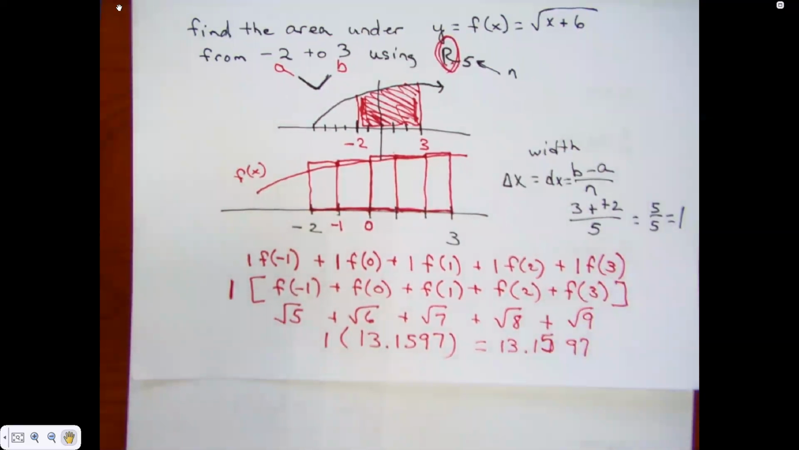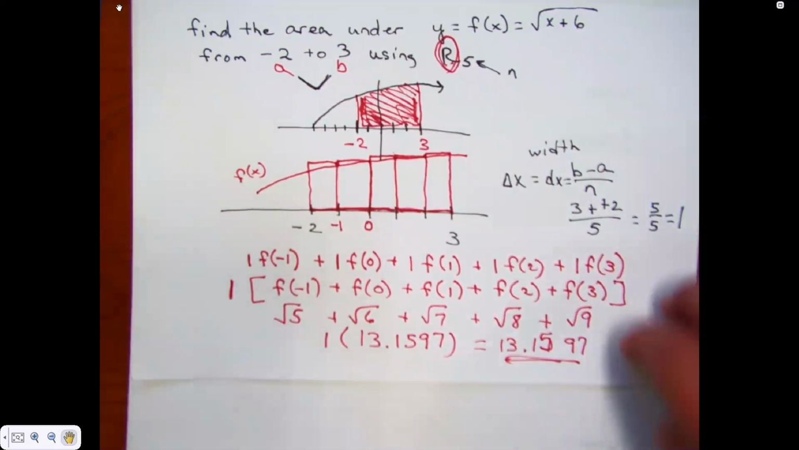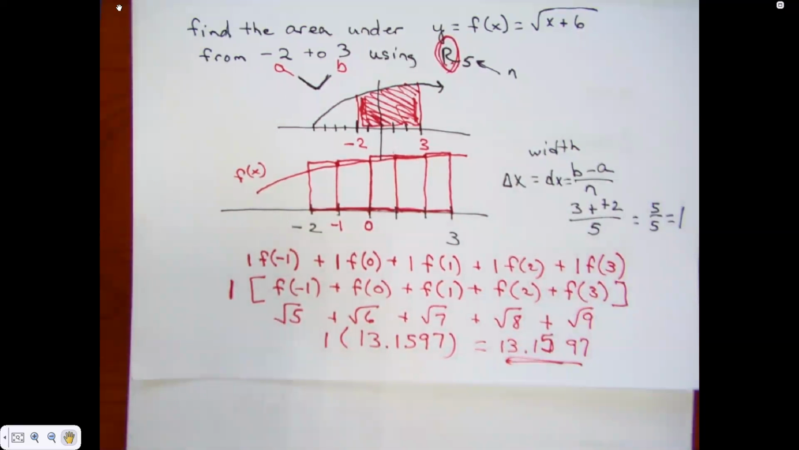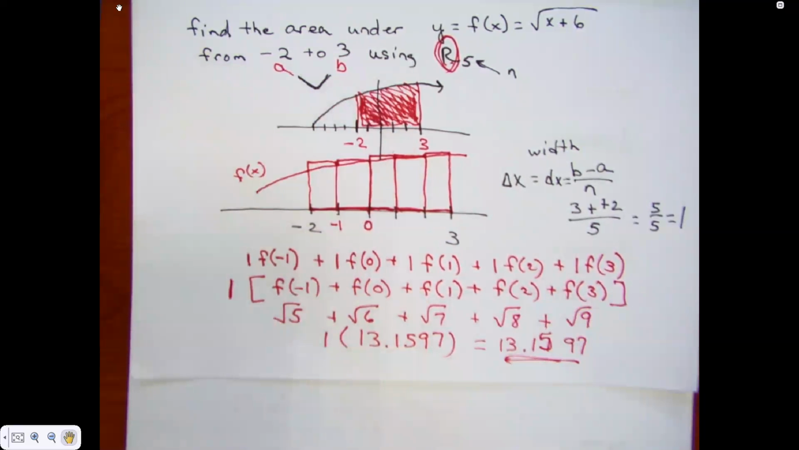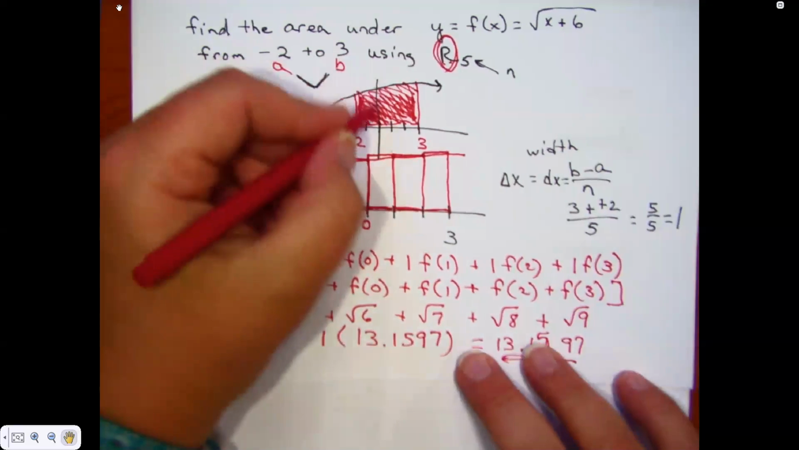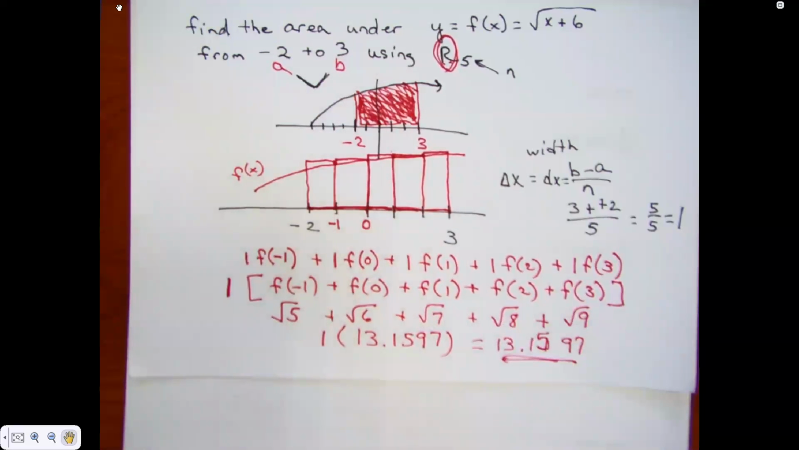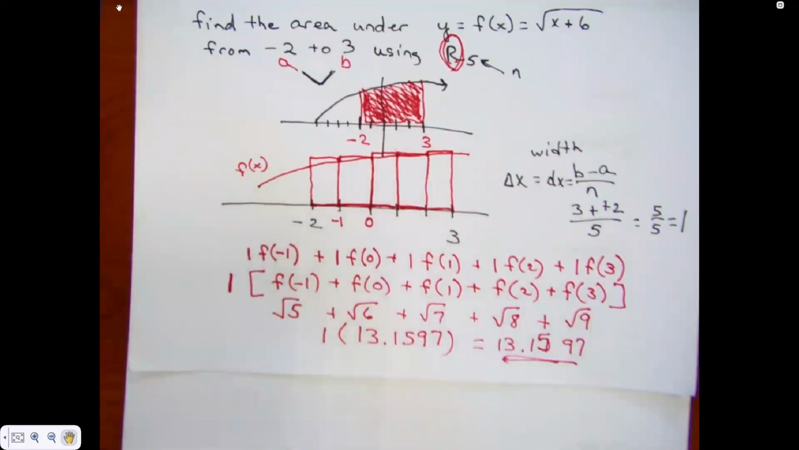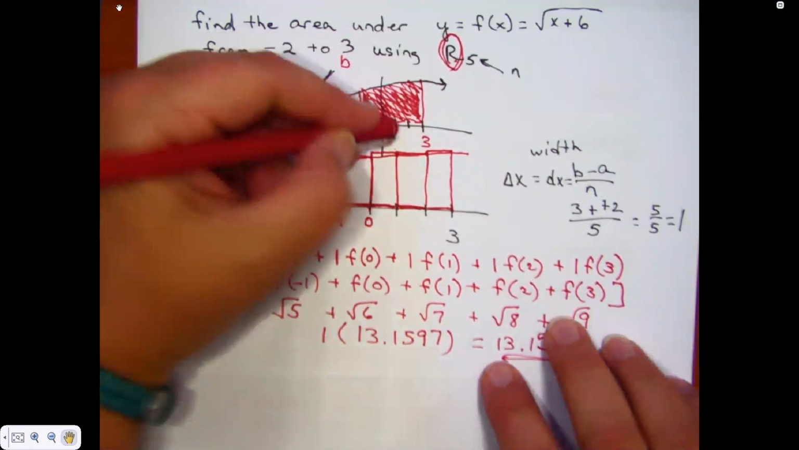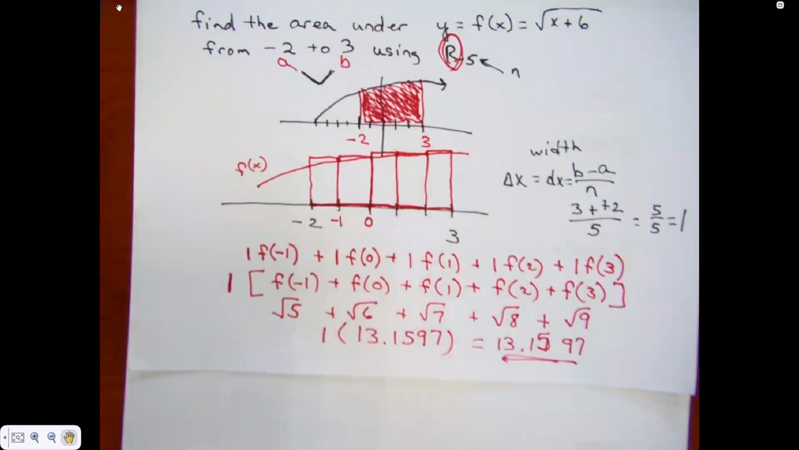Okay, so what is this number? 13.1597. It's the area under this curve, right? This red is an approximation for the area in red up here. Notice too, as we talked about yesterday, the x-axis is the stop. It is from the curve to the x-axis, or from the x-axis to the curve. We'll talk about what happens if it goes below the curve when you come back Monday.